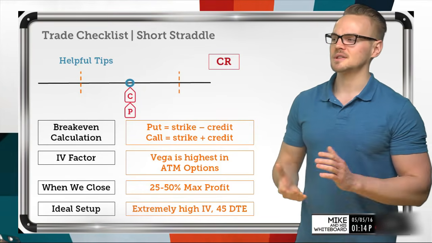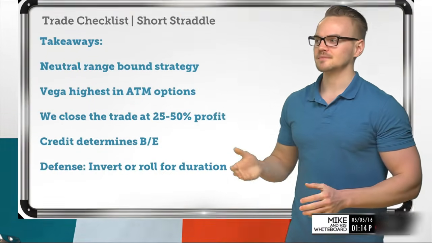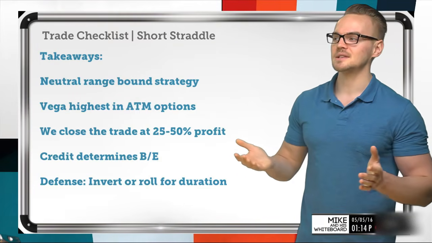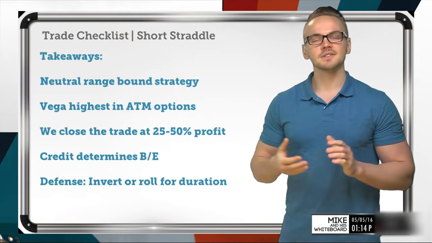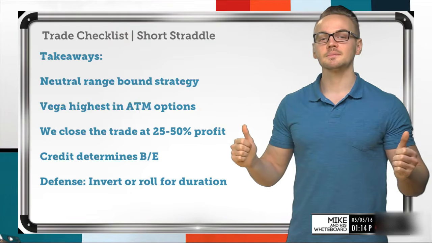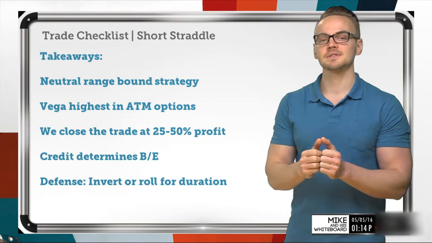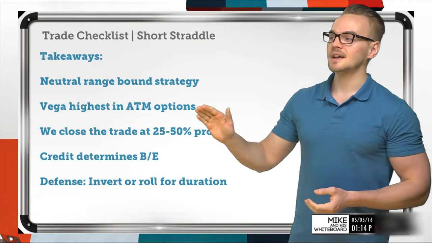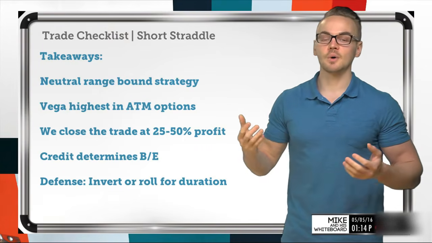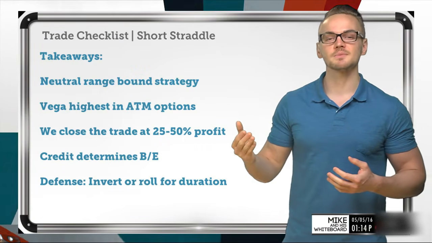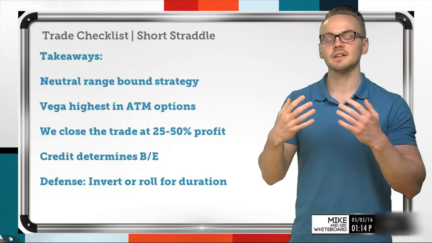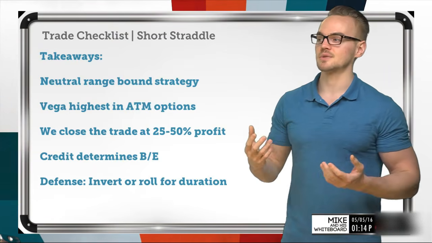So let's wrap all this together with some takeaways for you. The very first takeaway is that this is a neutral range-bound strategy, just like a strangle, but instead of selling out of the money options, we're selling at the money options for a much larger credit. Vega is highest in at the money options, so because of that, this is going to be much more susceptible to changes in implied volatility than something like a strangle would.